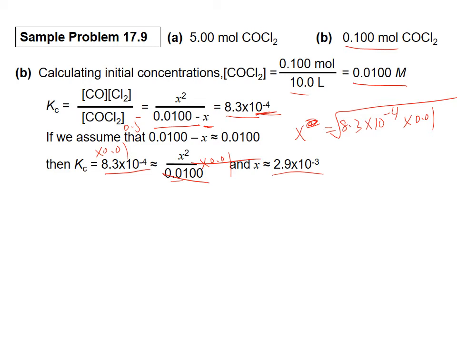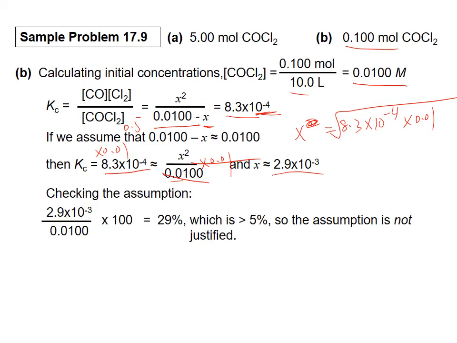But is this assumption right in this case? We need to confirm it. So we calculate the percent change. The percent change is x divided by the concentration, which in this case is 0.01. That gives you 29%, much greater than 5%. So this change is not small, and therefore our assumption is not justified. In this case, we cannot use this assumption.